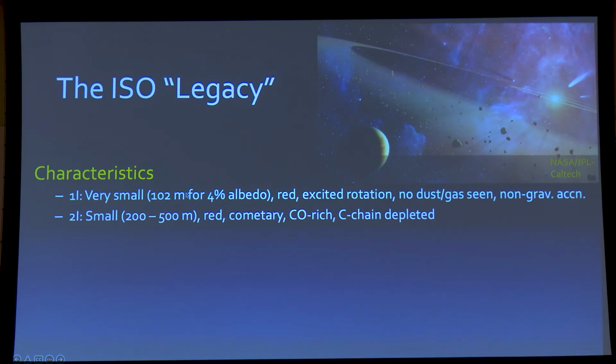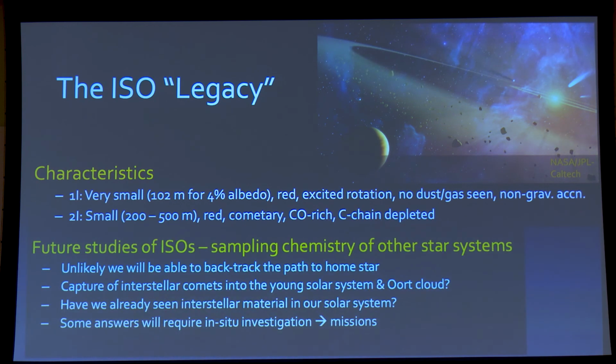So the legacy from the only two objects that we've seen and characterized: small, red, they're consistent with comets, but of a slightly different chemistry than our solar system. I think it's unlikely we'll ever be able to track back to their home system. But it's possible that some of these things could have been captured in our young Oort cloud.